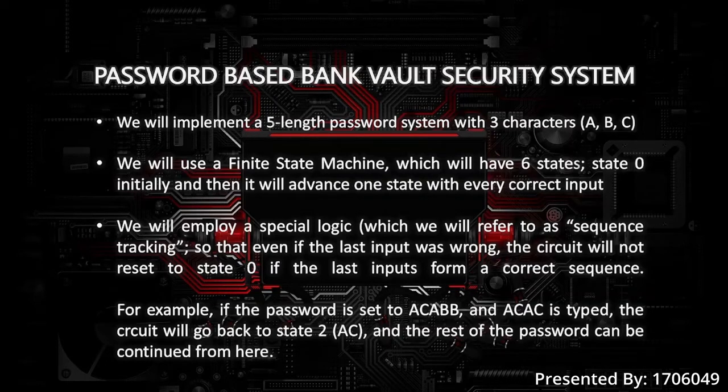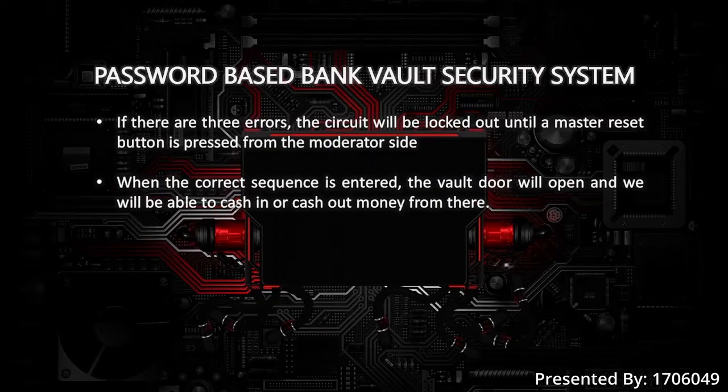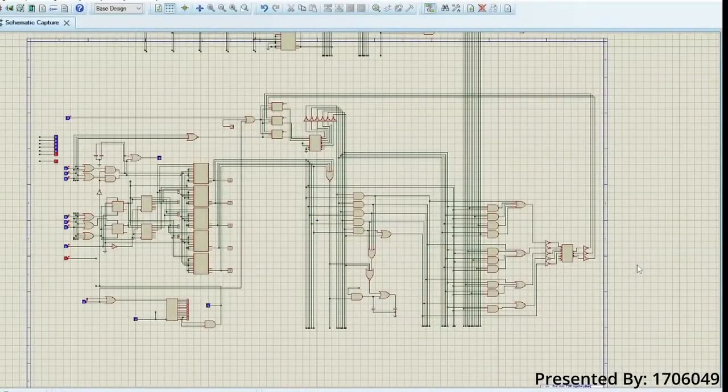If there are 3 errors, the circuit will be locked out until a master reset button is pressed from the moderator side. When the correct sequence is entered, the vault door will open and we will be able to cash in or cash out from the vault. Now we will demonstrate the simulation part of our project.